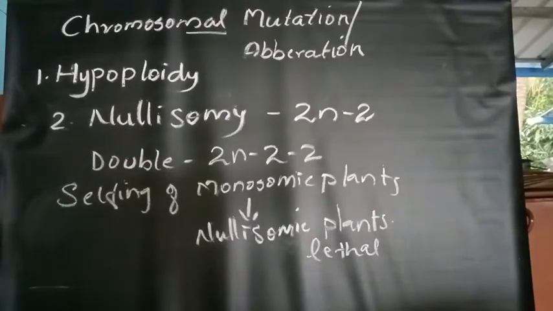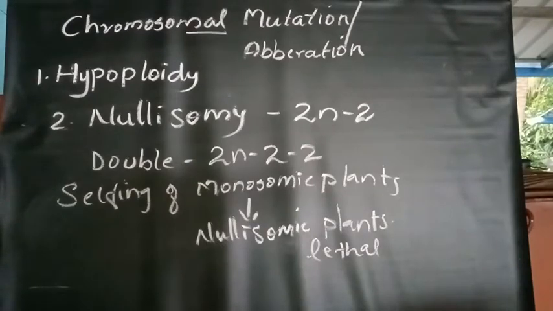So we completed aneuploidy. Aneuploidy means either addition or deletion of individual chromosomes, and it is of two types, hyperploidy and hypoploidy. In hyperploidy we discussed the different types: the normal diploid set, 2n, is disomy, then trisomy, tetrasomy, pentasomy. In hypoploidy we discussed monosomies and nullisomies.